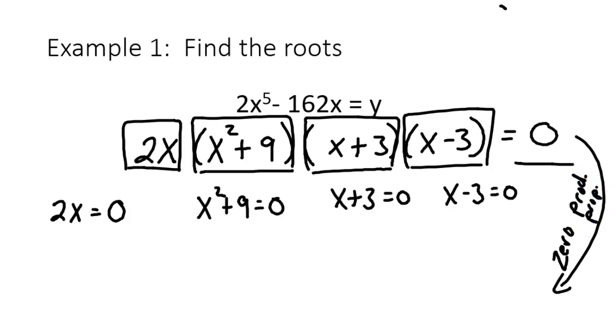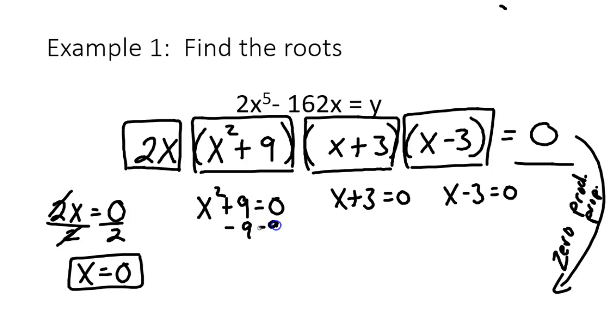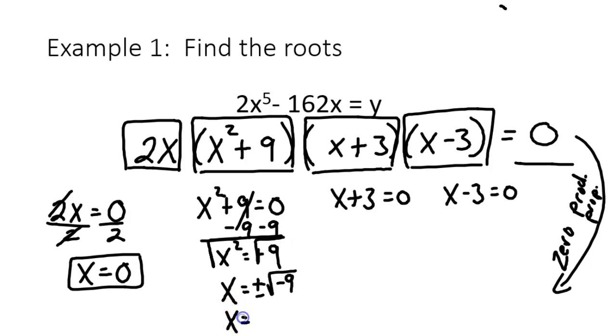Okay, so for this one, I'm going to divide both sides by 2. And I end up with 0. So there's one answer. For this one, I'm going to minus 9. And I get negative 9. And then I'm going to square root. And anytime you square root, you get a plus and a minus. When you have a negative square root, you're going to take the i out. And the square root of 9 is 3. So this is an imaginary number.